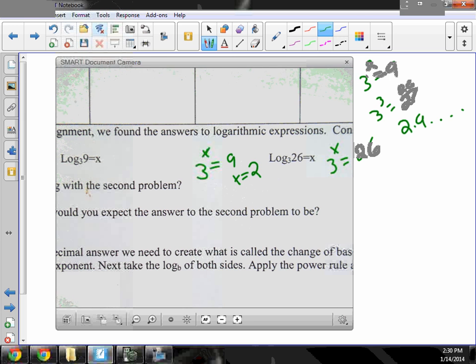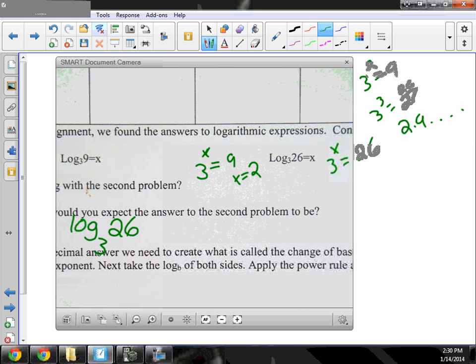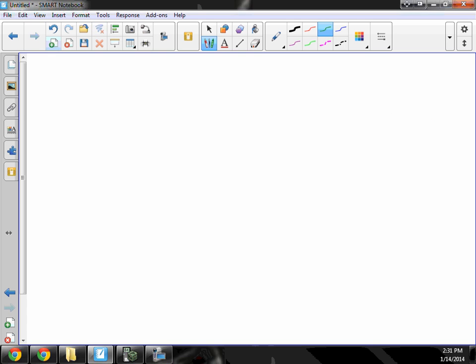Well, you know what would be really nice? Is if we could ask the calculator, what is the log base 3 of 26? So I want to know log base 3 of 26. But the calculator does not have a log base 3 button. And it will never have a log base 3 button. That would just make your life too easy. Your calculator does have 2 log buttons. Let me teach them to you.